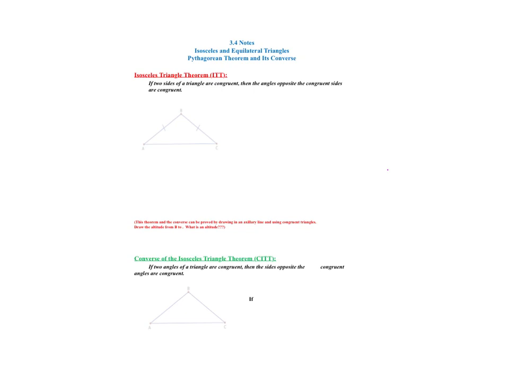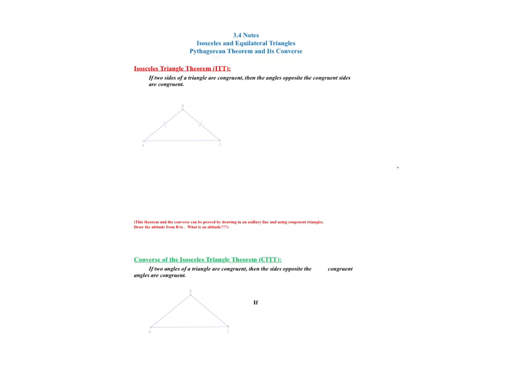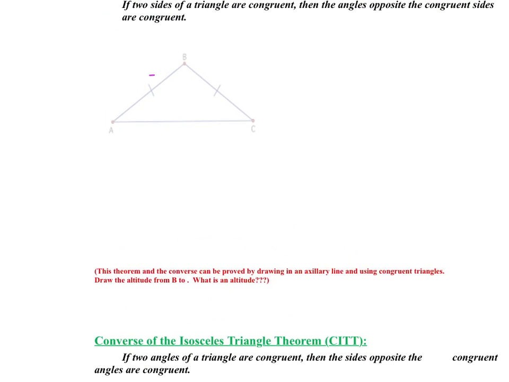And this says that if two sides of a triangle are congruent, which an isosceles triangle has, then the angles opposite those congruent sides are congruent. So when you look at this picture, if these are my two congruent sides, the angles opposite them are congruent. So remember, the congruent sides, what are those called? Legs. And those two angles are called the base angles. So the base angles will be congruent.